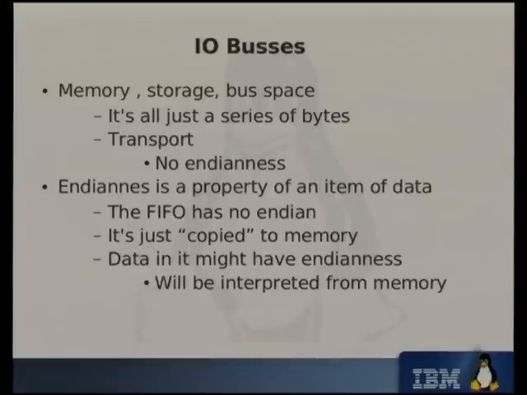So it essentially boils down to memory, storage, bus space. It's just a series of bytes. It's a transport. You only care about endianness when you actually look at a number, an address, a tag on the bus, some metadata carried by the bus. Yes, that potentially has endianness. The actual data packets do not have endianness. They might contain things that have endianness, but per se they don't. Endianness is a property of an item of data, what I just said. The FIFO has no endianness in our case. It's just copied to memory.